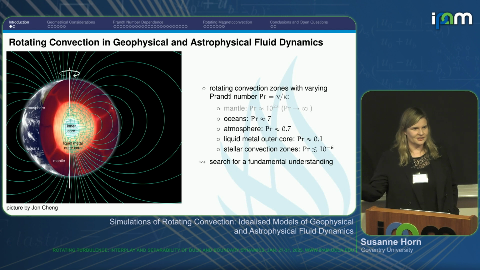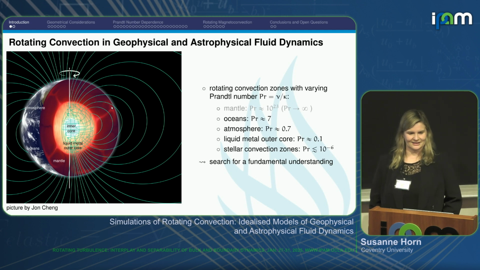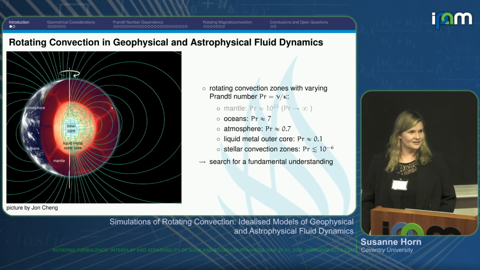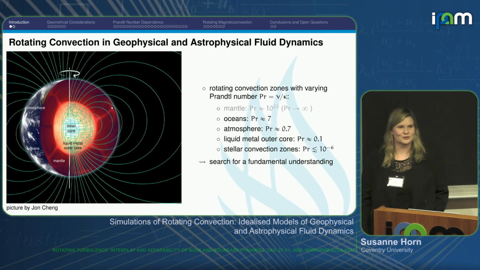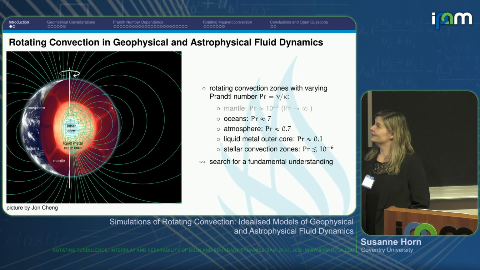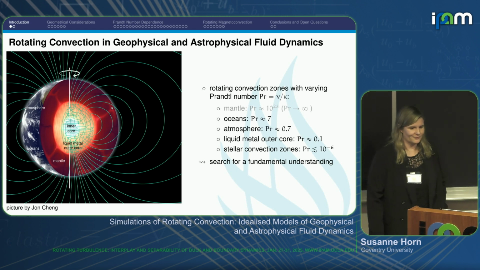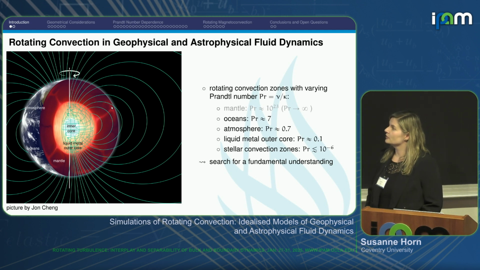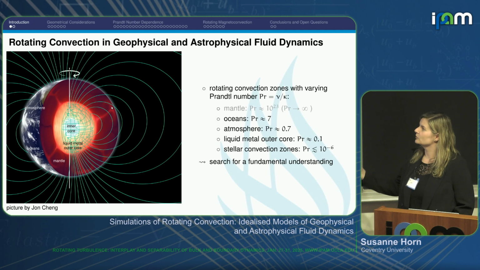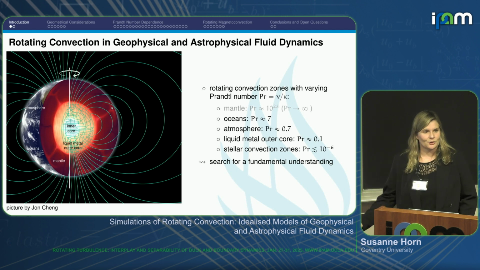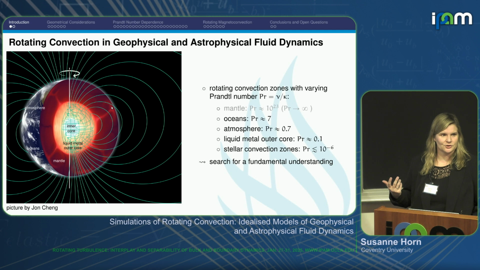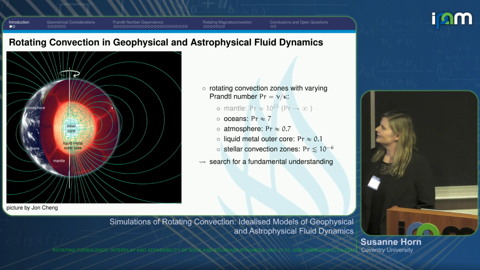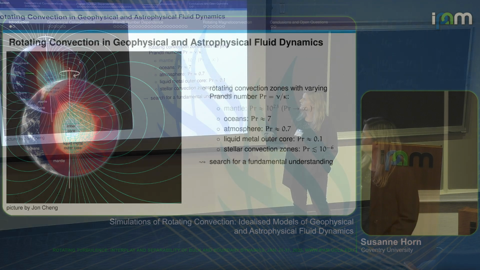The reason is that we are here to try to understand geophysical and astrophysical fluid dynamics, and as you've seen in John's word cloud, it's rotating convection. That's why my talk will be about rotating convection. What we know is that on Earth we have the atmosphere with a Prandtl number of 0.7, we have oceans where the Prandtl number corresponds more to water, and then of course we have the outer core, where we have a liquid metal.